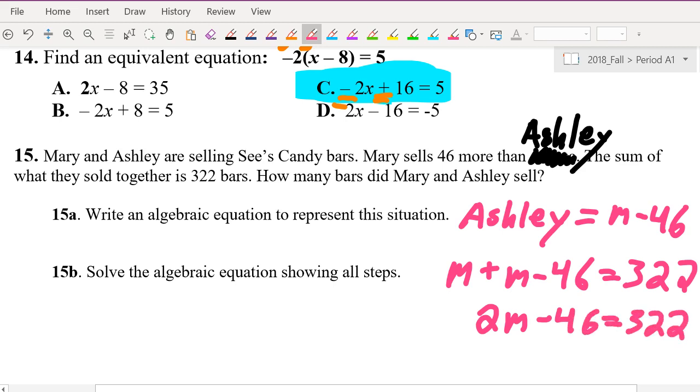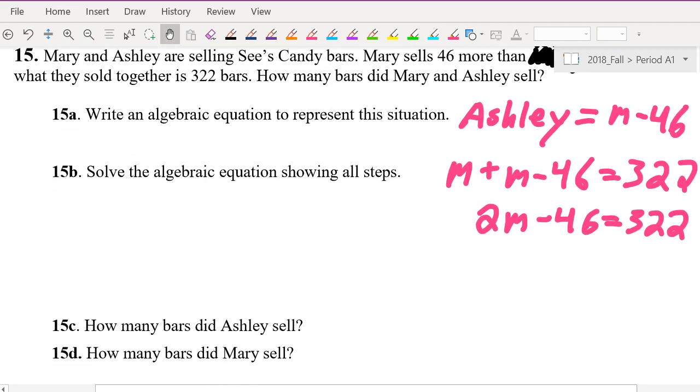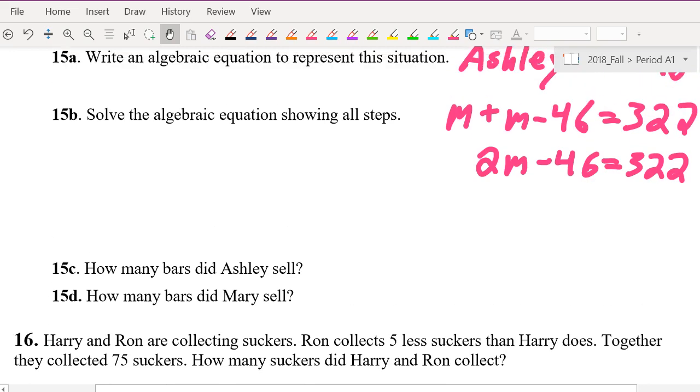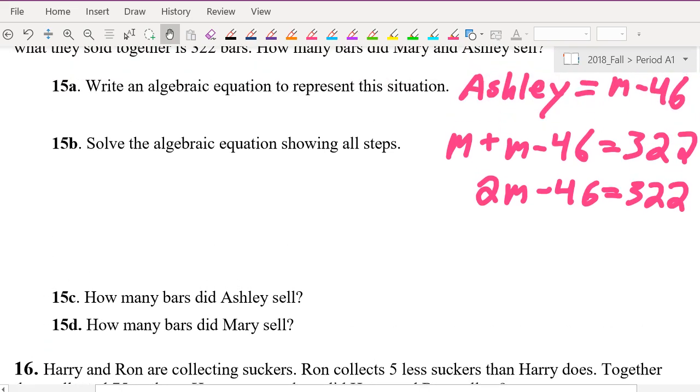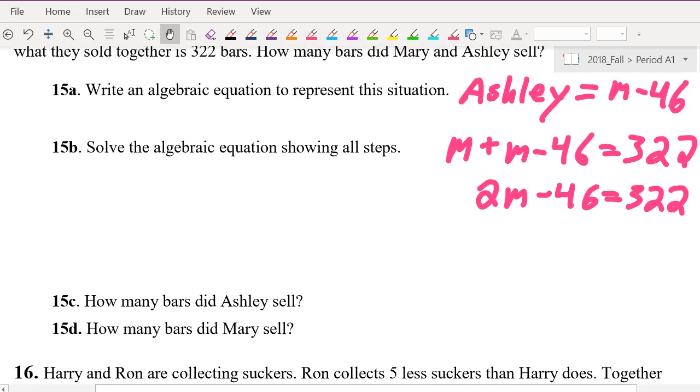Once you solve that, that's going to give you the number of candy bars that Mary sold. And then you just subtract that by 46, and you'll get the amount that Ashley sold. We already did the number that Mary sold. And the other one is almost exactly the same thing. How many bars?